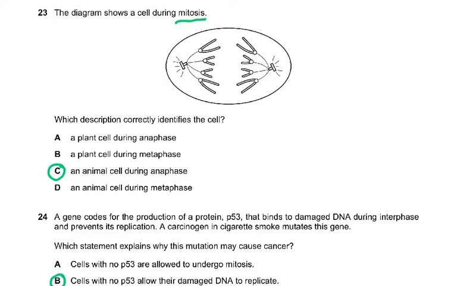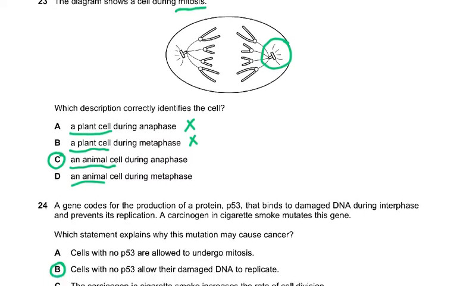So first let's decipher the first part. Is this a plant cell or an animal cell? Yes, we've got these centrioles. Now this is only part of an animal cell, so this is wrong, this is wrong. Now let's look at it. An animal cell during anaphase, an animal cell during metaphase. If you remember my video, meta is middle, so center, the equator. Anaphase is apart, so they're going apart. So the answer was C, an animal cell during anaphase.